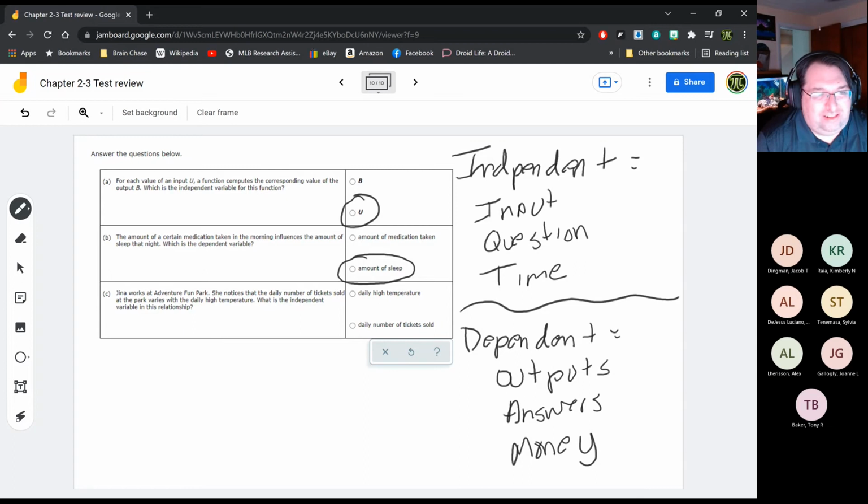All right, the last one. Gina works in Adventure Fun Park. She notices the daily number of tickets sold at the park varies with the daily high temperature. What is the independent variable in this relationship? So, which one do you think would be the independent variable? Which one's the piece of information she would know, and then she would be able to figure out the other piece?